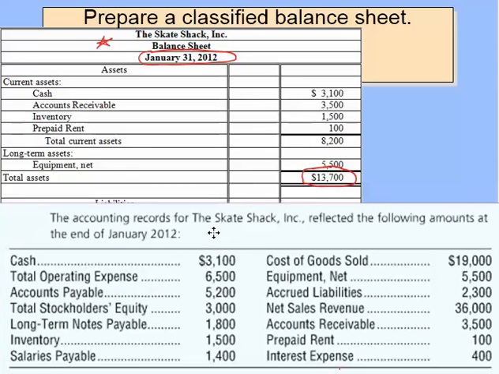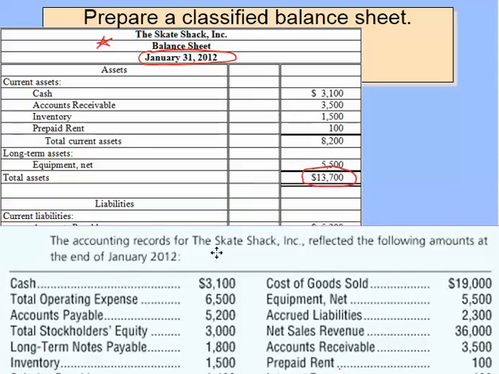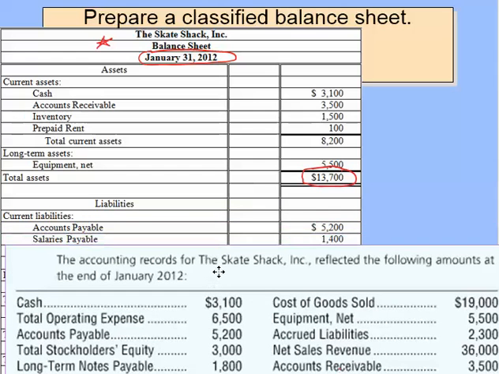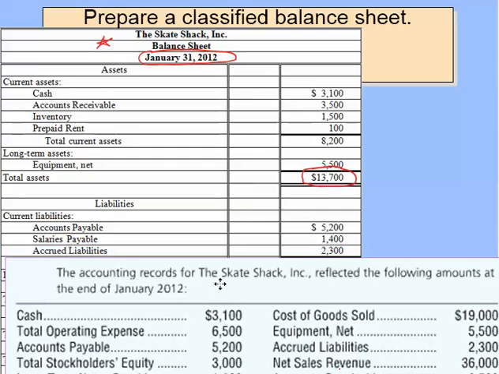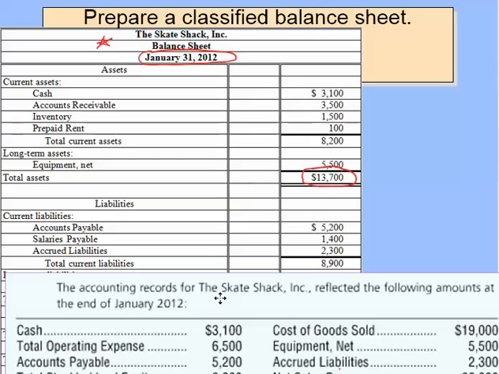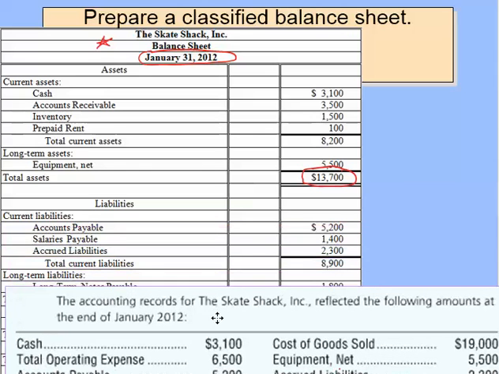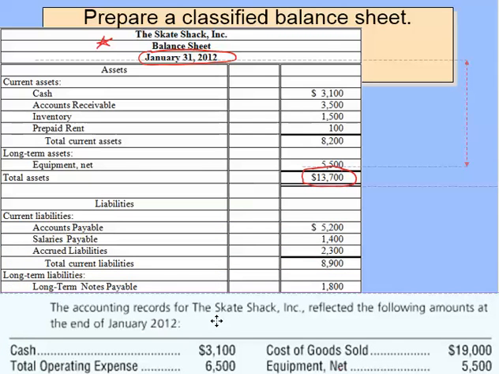And let's go ahead and list that out then. We've got our liabilities, current liabilities, and we had three. Accounts payable, $5,200. Salaries payable, $1,400. And accrued liabilities of $2,300. So our total current liabilities now are $8,900. And then we had that one long-term note payable for $1,800. We'll go ahead and list that out as well.